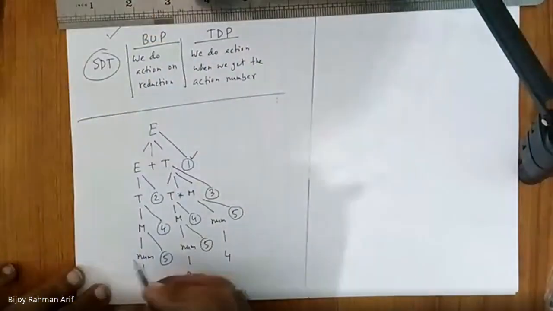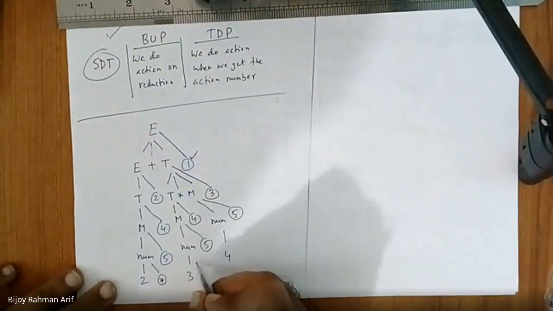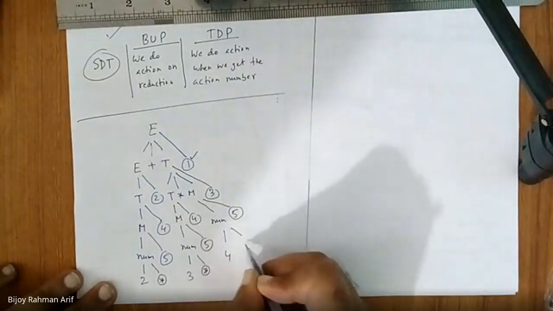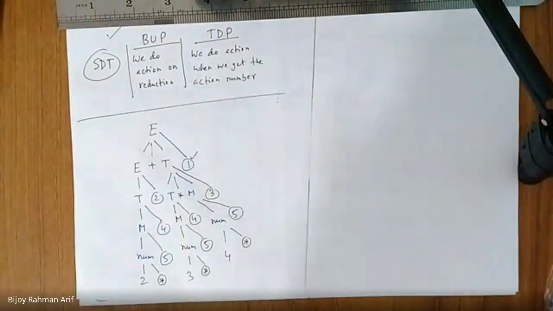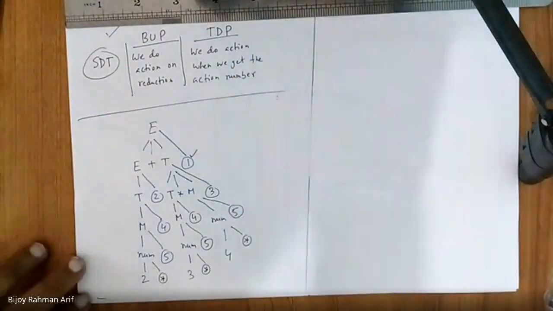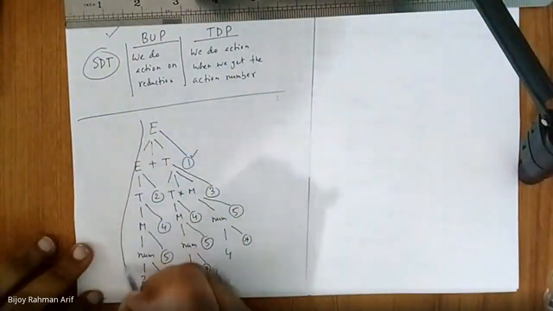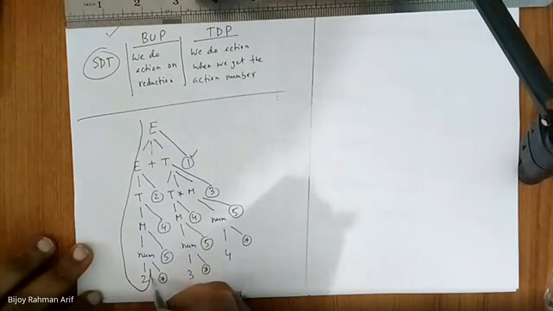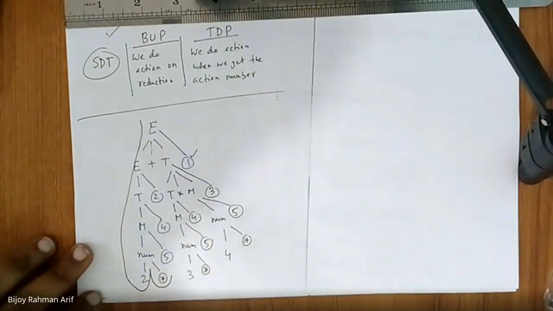And this one is a special type of action. So how can I traverse the tree? Again, the same way: top to down, left to right. Fine. Now start the special action. What is the action?